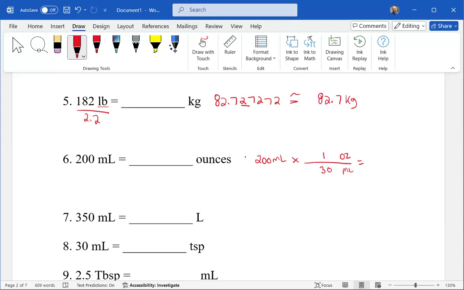All right, so first of all, I always like to cancel out my units. So I'm just going to take 200 times 1, which is 200, and divide by 30. So 200 divided by 30. And then here I get another number with lots of repeating decimals. Like I said, when you see that, it just keeps going, right? That's a good indication that we need to round. So we're just going to round that to 6.7 ounces.